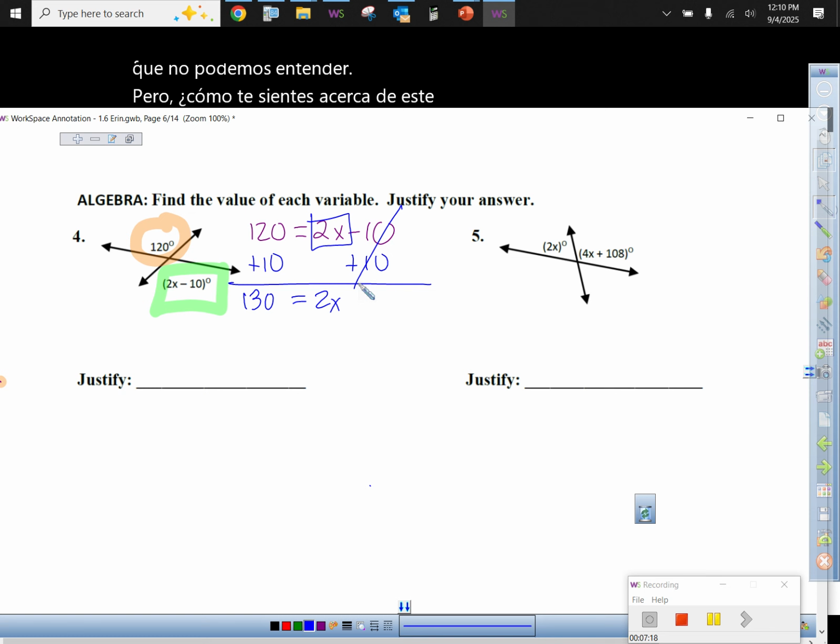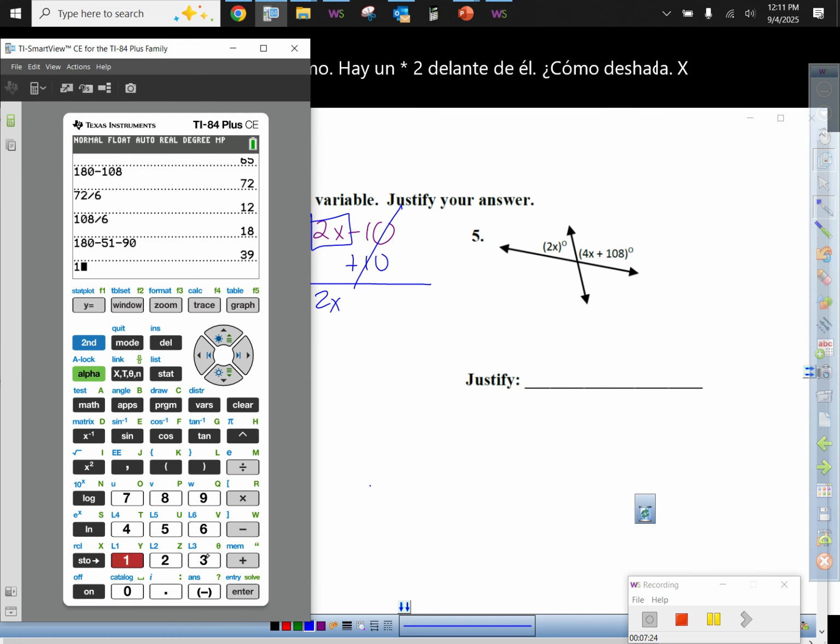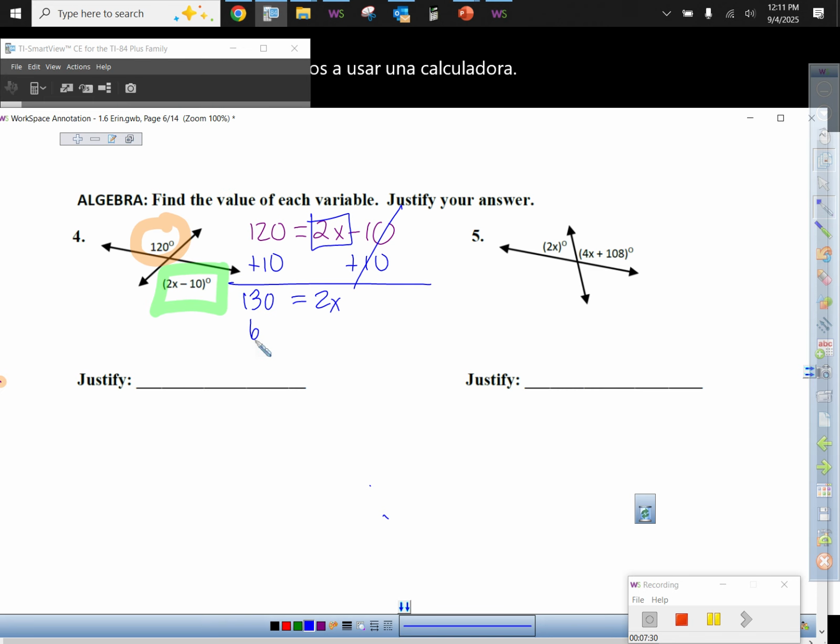X is not all by itself. There is a times 2 in front of it. How do you get rid of times 2? You are welcome to use a calculator by dividing it by 2, but we have to finish it. X equals 65. Are you with me? Or 65 equals x, right? But you see how I have an equal sign coming down? I kept it all nice and lined up, you know, all that good stuff.